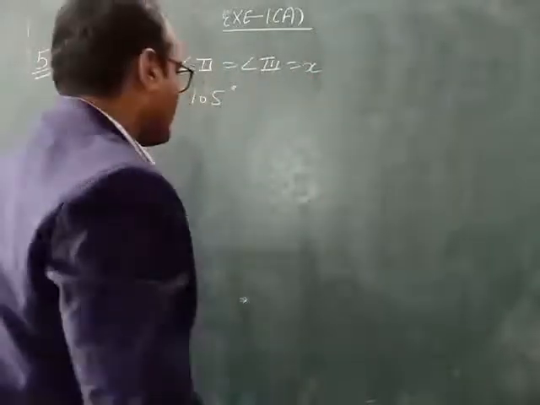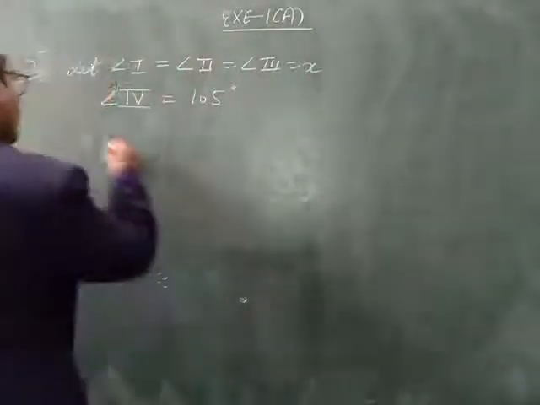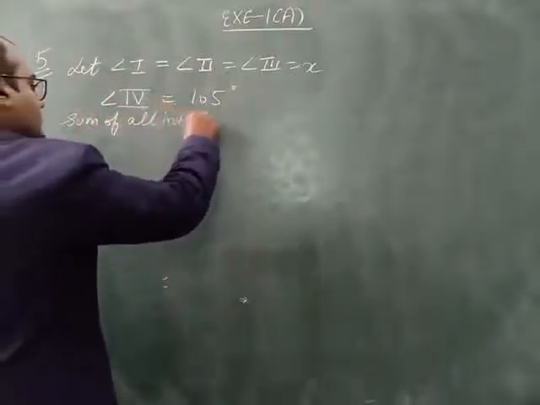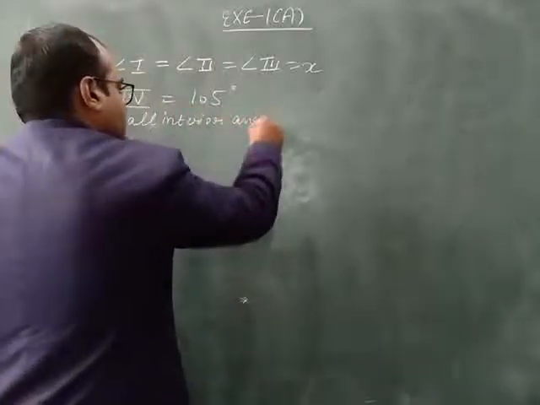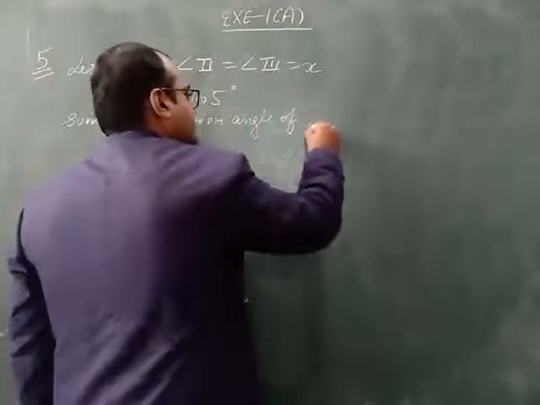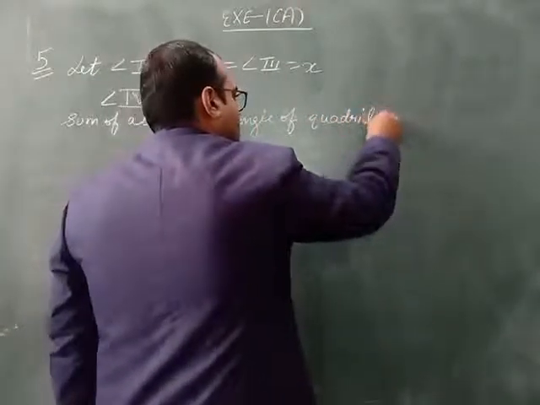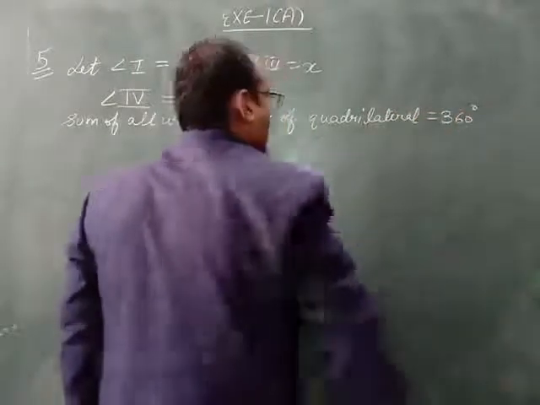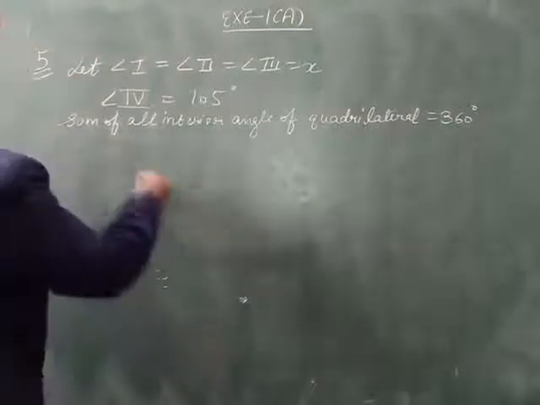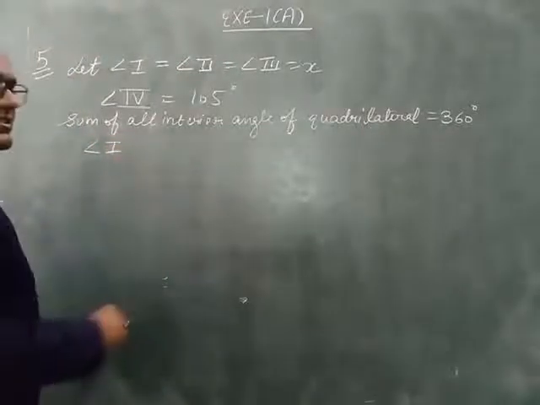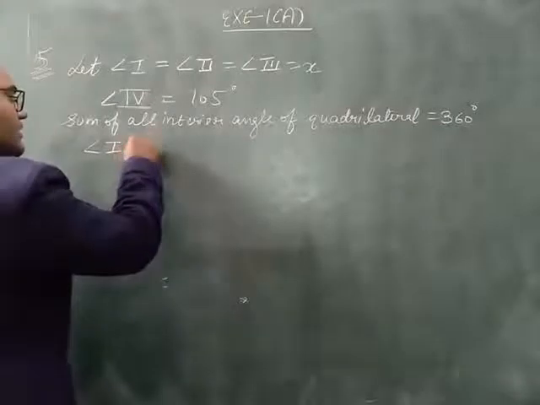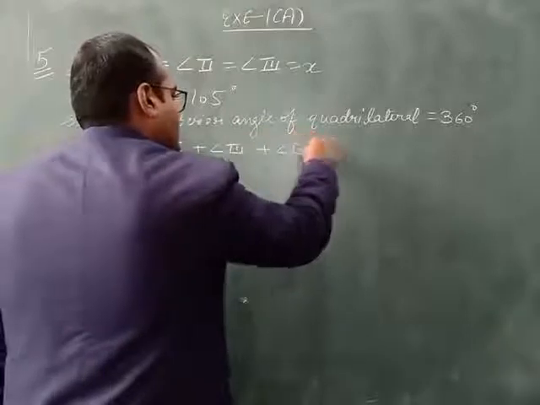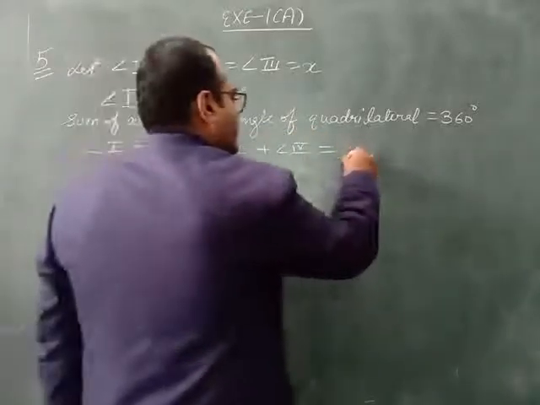First of all, we will write the quadrilateral property: the sum of all interior angles of a quadrilateral is equal to 360. We have to find the sum of all interior angles, so we will add all the 4 angles: angle 1, angle 2, angle 3, angle 4. The sum of all these 4 angles is equal to 360.